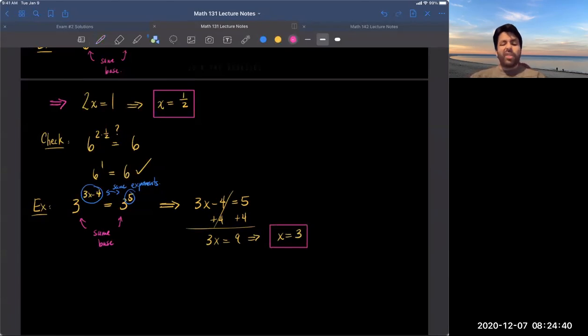X equals 3. You want to check, put it back in. If you plug back in the 3, 3 times 3 is 9 minus 4 is 5. 3 to the 5th power is 3 to the 5th power, so it works out. X equals 3. You all see that?